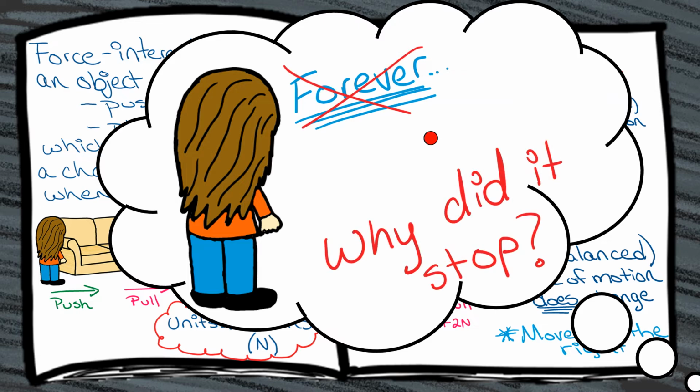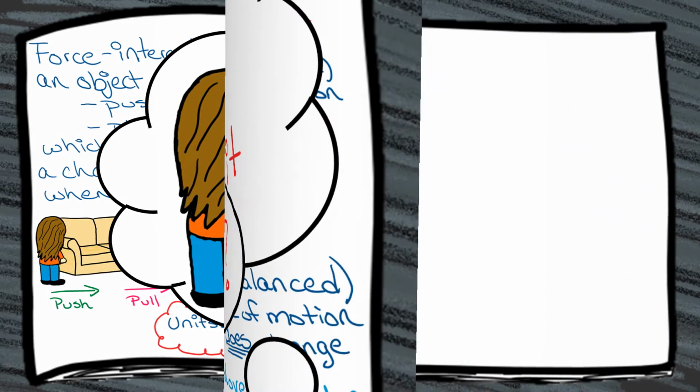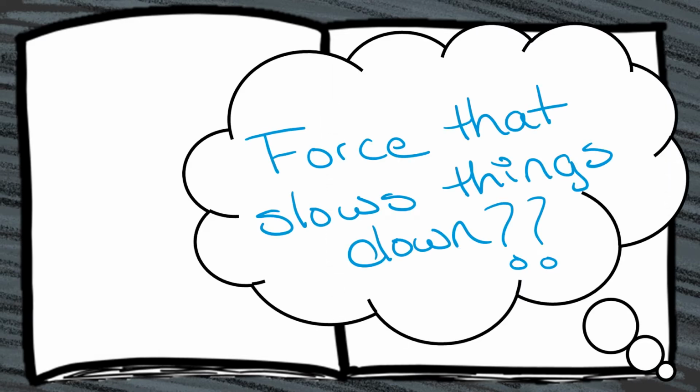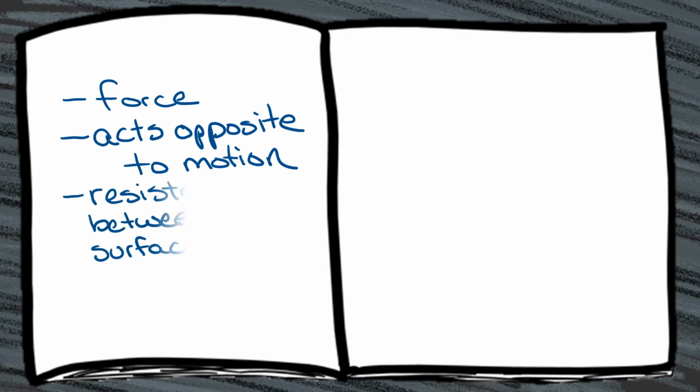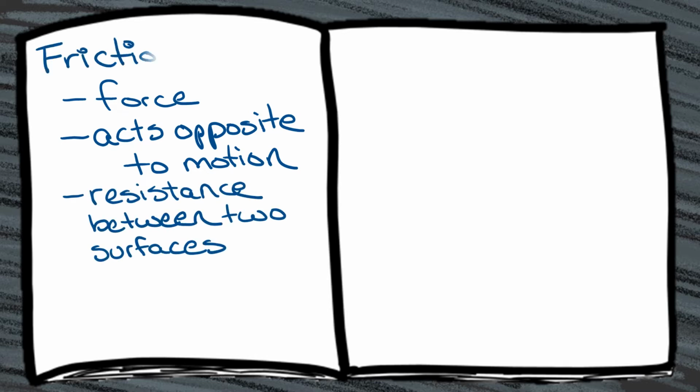Great question, Alex. Everyday objects in motion eventually slow down and become motionless without seeing an outside force acting on it. Why? Yes, Alex, there is a force that tends to act opposite to motion due to the resistance between two surfaces, which is known as friction.